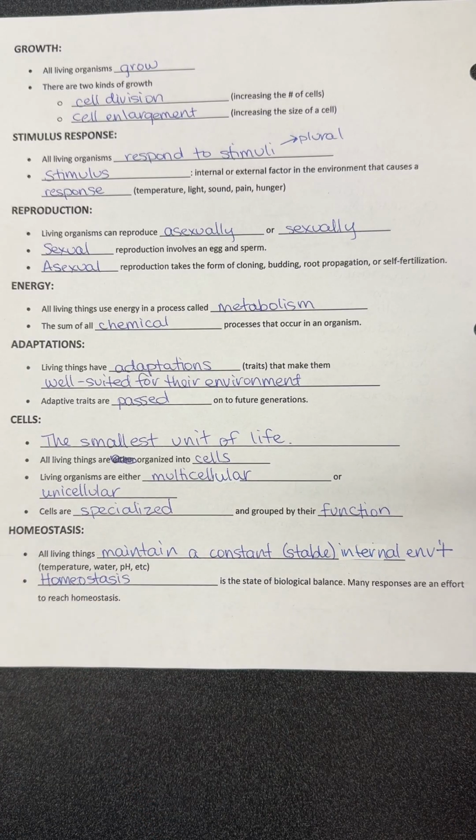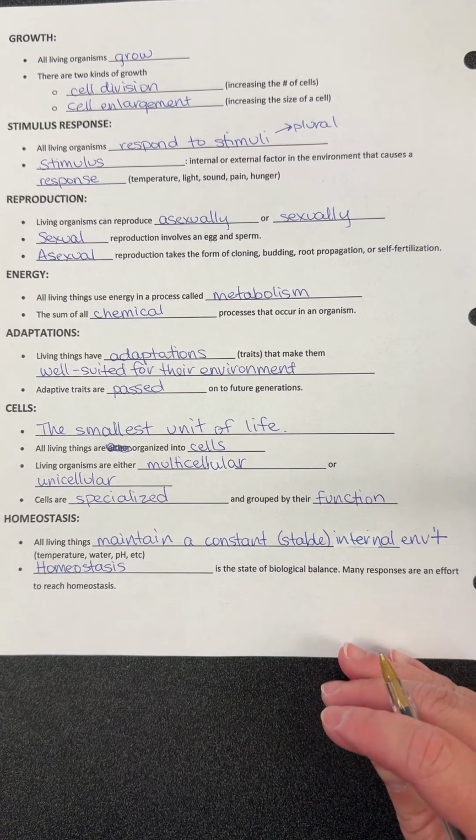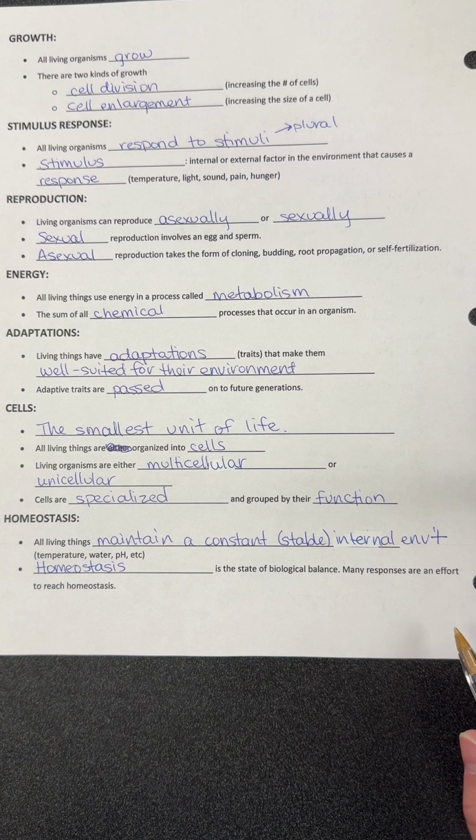Homeostasis is our state of biological balance. Many responses are an effort to reach homeostasis, and that's just because if we're not balanced and regulated internally, it's really hard to carry out functions of life. And then we also see crazy things like protein denaturation and other stuff, and then nothing starts to work. But we'll get into that stuff too later on down the road with all of the stuff that we're going to learn this year.